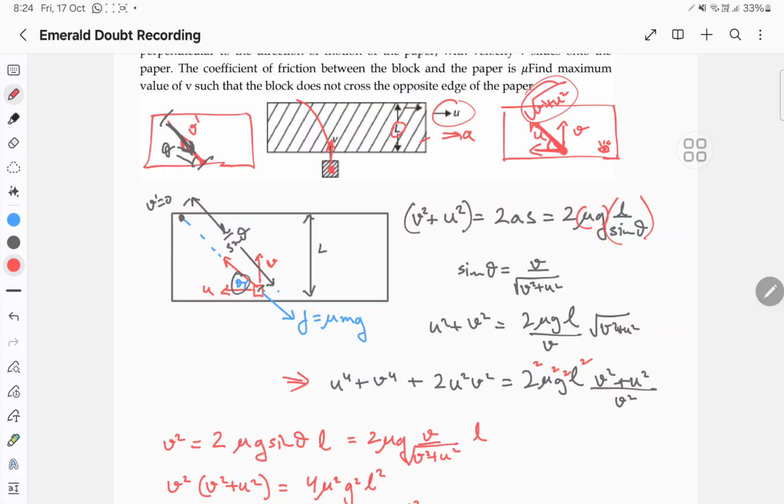So it is looking a little troublesome, because if v square is taken on the other side, we'll have a v power 4 over here happening. We have a v power 6 over here happening, and we are still having a v square over here. So there are three terms of v power 4, v power 2, v power 6. So it is a cubic equation of v square.